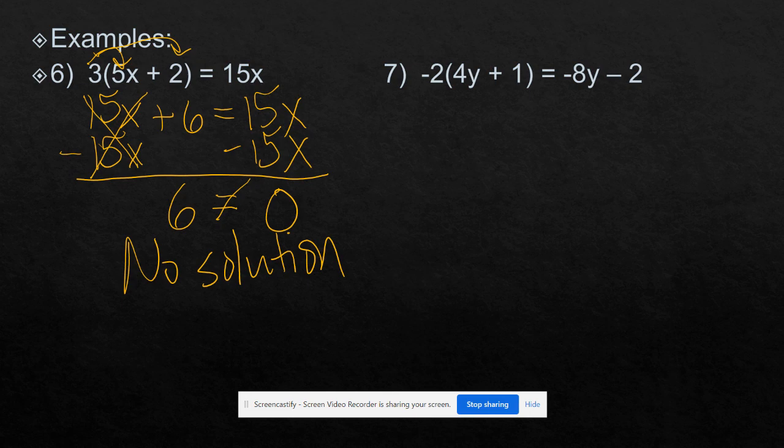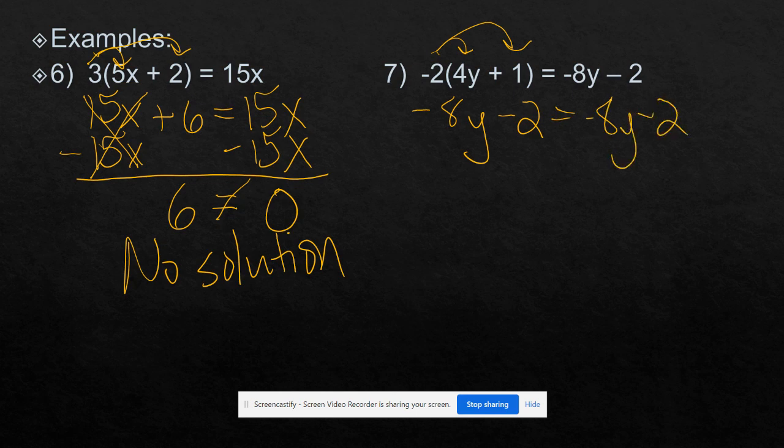For number 7, we'll again start with distributing to eliminate those parentheses. -2 times 4y is -8y, and -2 times +1 is -2. And we don't have anything to change on the right side. Some of us might say right now, well, look, -8y minus 2 equals -8y minus 2. That's true. It's the exact same on both sides, so I know I have infinitely many solutions.